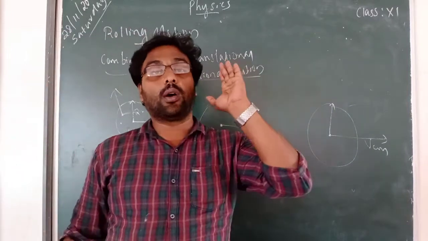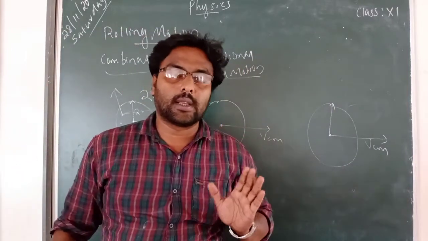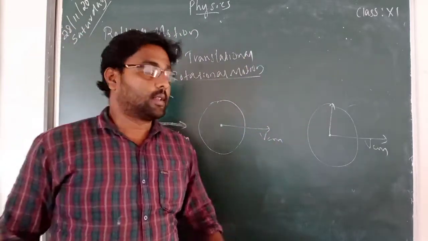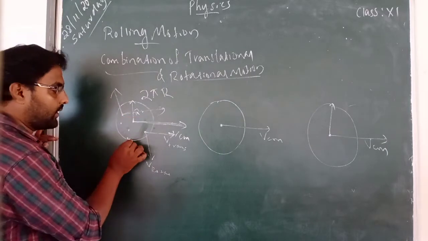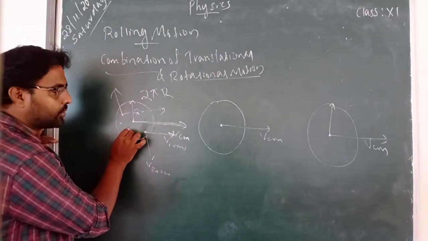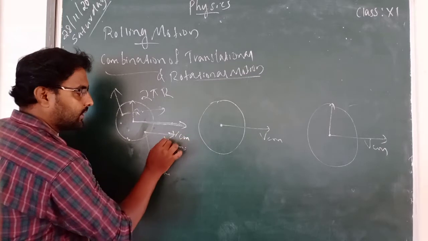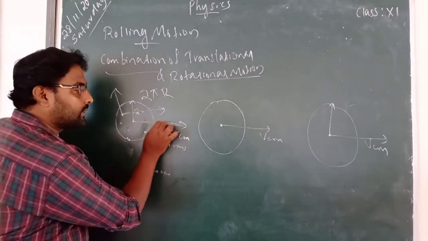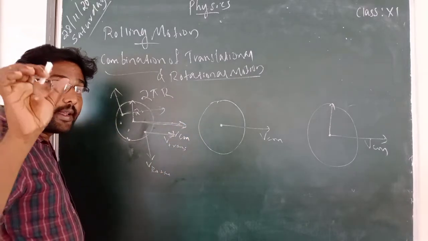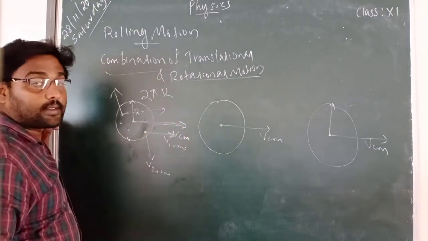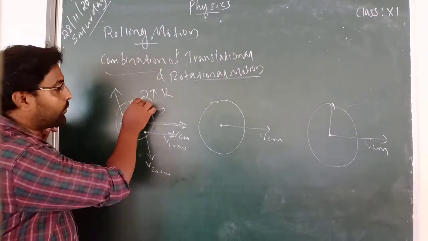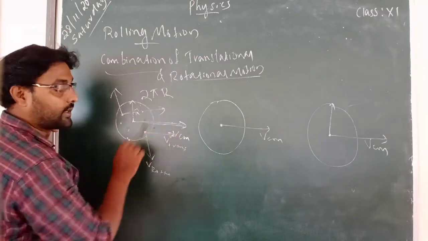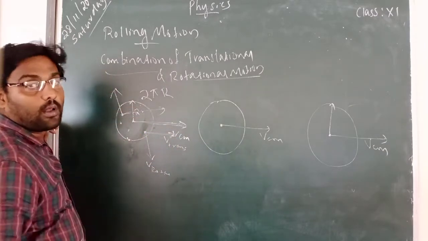Translational motion is along the center of mass, and rotational motion is with respect to the center of mass. So that's what we are saying. Any point you choose: one point, its center of mass, moves in a straight line path, so it possesses translational motion. But all other points have two types of motion, that is translational motion and rotational motion.